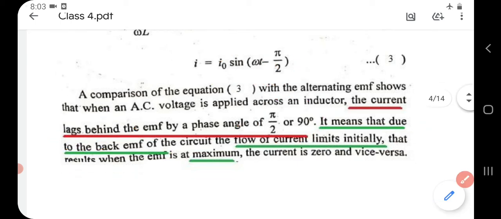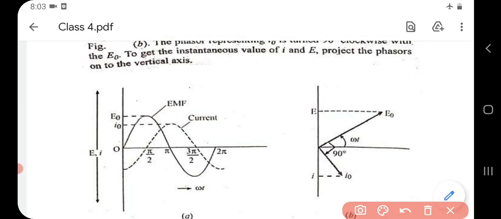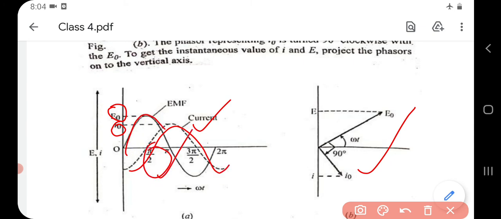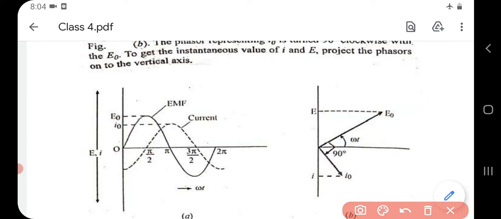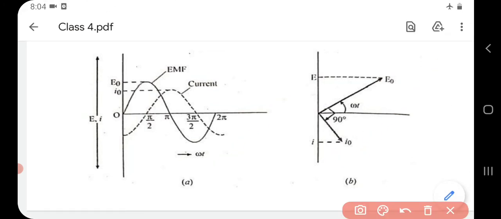Now let us see this diagram. This is a phasor diagram. Here you can see the peak value of current and the peak value of EMF. You can definitely see that current is lagging behind EMF by a phase angle of pi by 2. Now this is the corresponding waveform diagram. See, this is the current, and EMF is going the whole way along. So this current is lagging behind EMF by pi by 2. You can draw both this sine waveform as well as this phasor diagram.